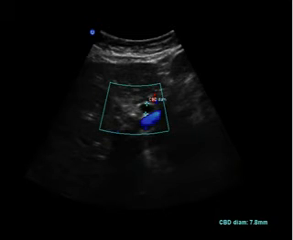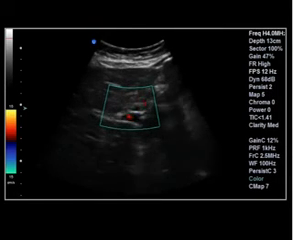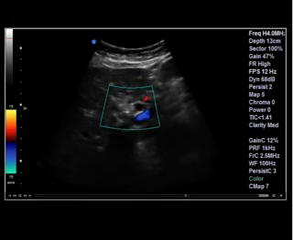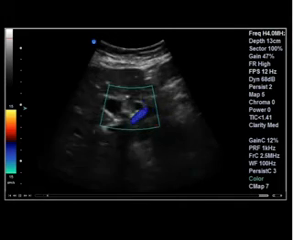So we see here on the still image calipers which are measuring inside wall to inside wall of the CBD, with the portal vein and its color flow documented just below that. If we watch this in a video, we see that there's no color flow through the dilated common bile duct.